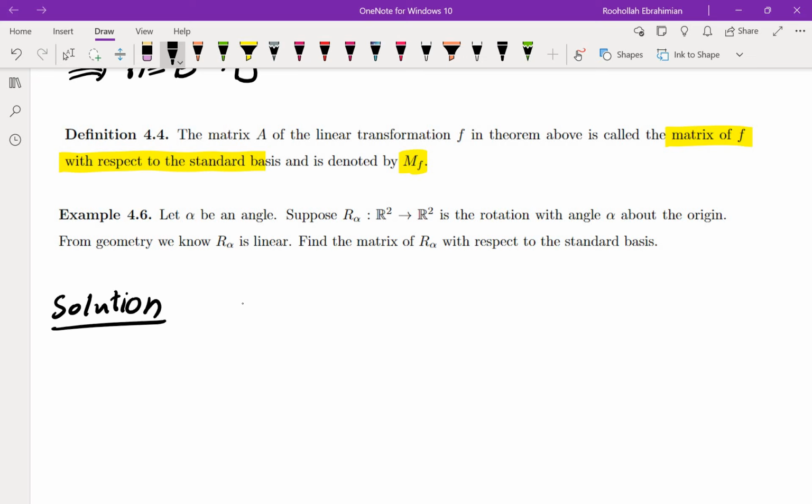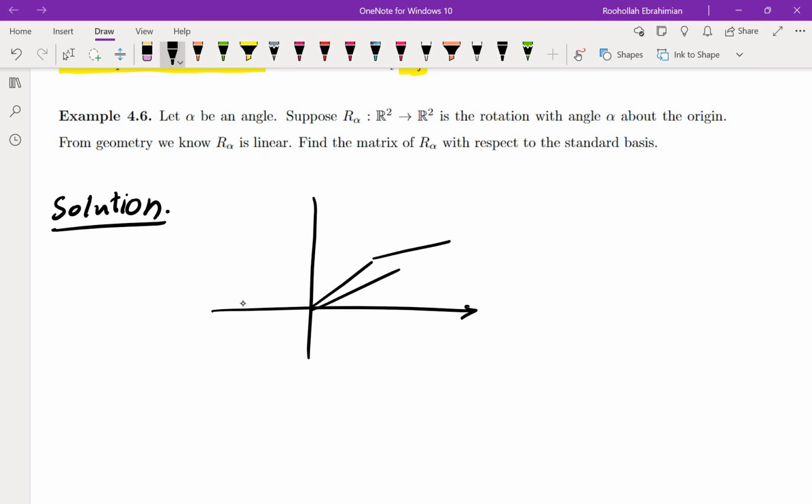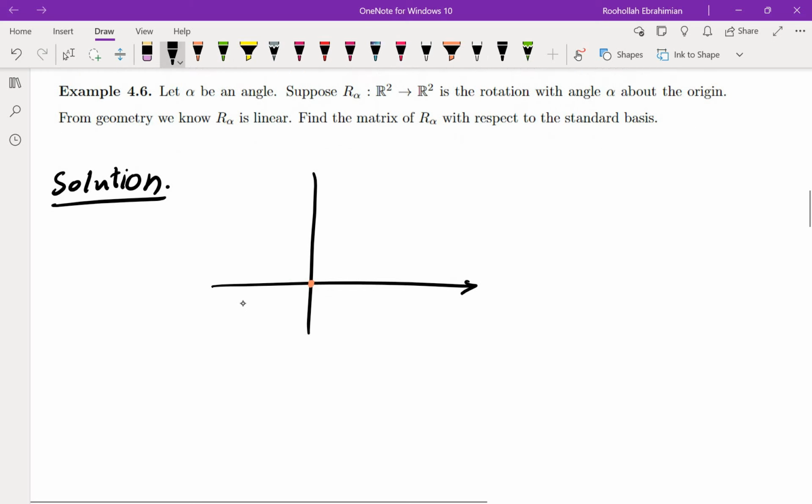So now let's look at an example. Let alpha be an angle. Suppose R sub alpha from R2 to R2 is the rotation with angle alpha about the origin. From geometry, we know that the rotation preserves addition and preserves scalar multiplication. I'm going to assume that it does preserve these two operations. The main reason is that if you have a parallelogram here, then the rotation about the origin would send this parallelogram into another parallelogram. So when you do addition then rotation, that's the same as rotation and then addition. These are not very difficult to see. These are properties in geometry. So therefore, we know that it's a linear transformation.